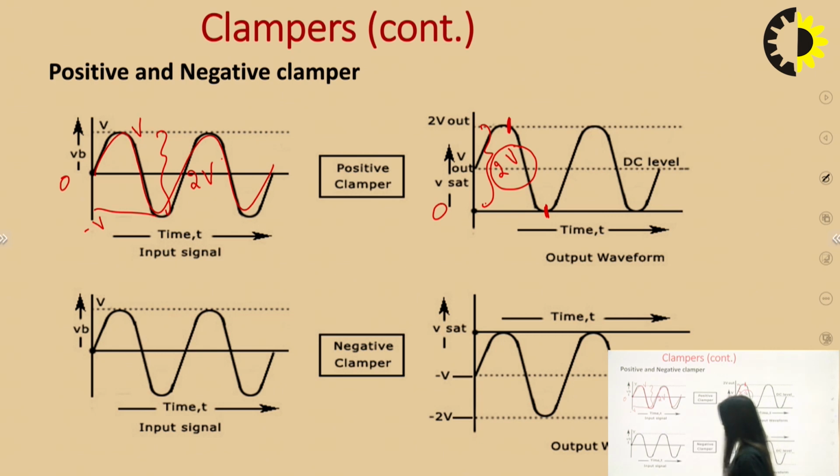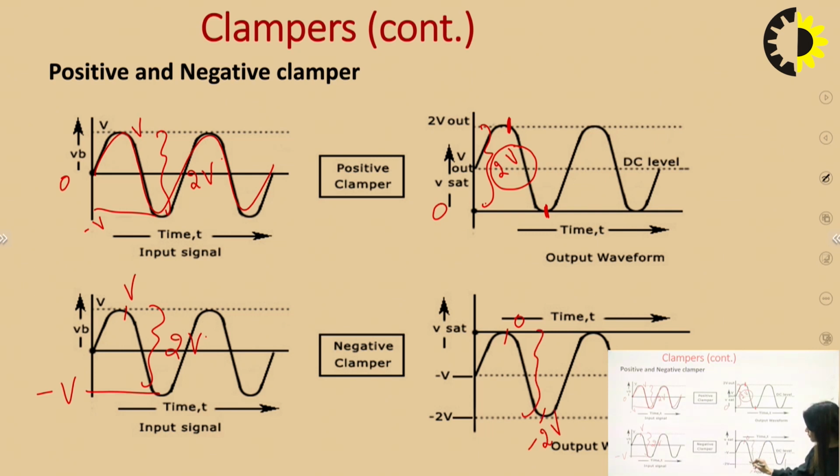Similarly, in the negative clamped waveform, the positive peak is at V and the negative peak is at minus V, so the difference between the 2 is 2V. And here we have shifted the DC level of the waveform downwards. Now this is 0 and this is minus 2V, and the peak to peak difference is again 2 volts. So whatever the clamper is performing, it is just shifting the waveform either in the upward direction or in the downward direction. It is not changing the envelope of the waveform.